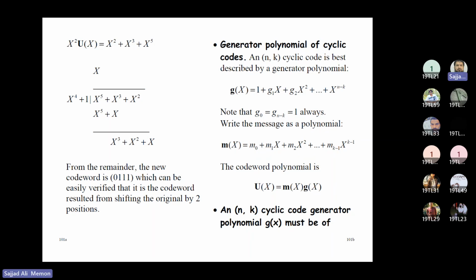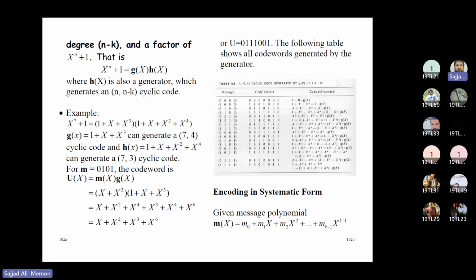The (n,k) cyclic code generator polynomial g(x) must be of degree n-k and a factor of x^n + 1. That is, x^n + 1 = g(x) h(x), where h(x) is also a generator which generates an (n, n-k) cyclic code. An example is given here: x^7 + 1, with g(x) and h(x). g(x) = 1 + x^3 can generate a (7,4) cyclic code, and h(x) can generate a (7,3) cyclic code.